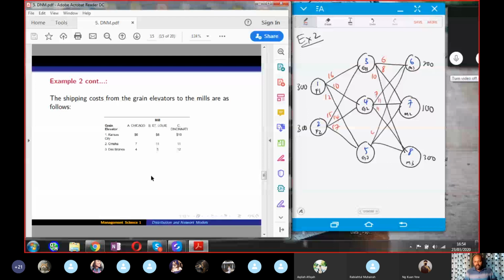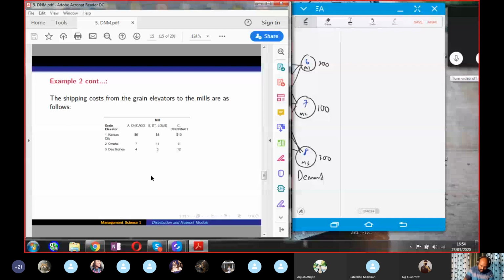Final one, it would be supply, warehouse, demand. This is the network representation for example 2. Hope you get a clear picture and idea of how to develop this diagram. Next, automatically what you have to do is the model.